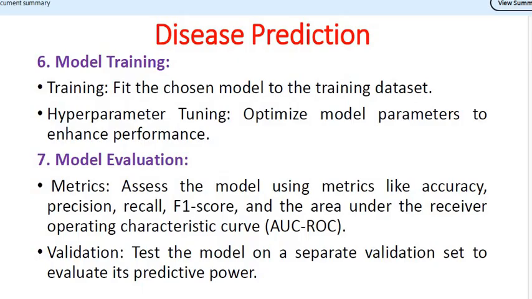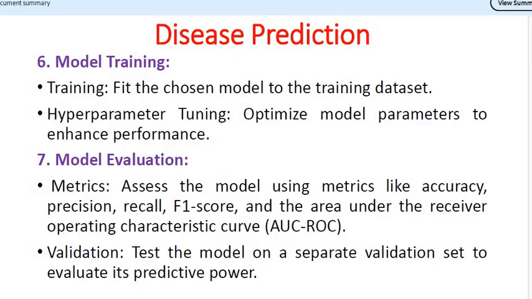You are going to fit the chosen model on the training data set, and you are going to use hyperparameter tuning. Hyperparameter tuning is nothing but optimization of that particular model. If we have 100 attributes and we need only 50 attributes, we are going to optimize that model according to our objective. Finally, you are going to evaluate using metrics like F1 score, accuracy, precision, recall, and the ROC curve. Okay. Next one is validation.